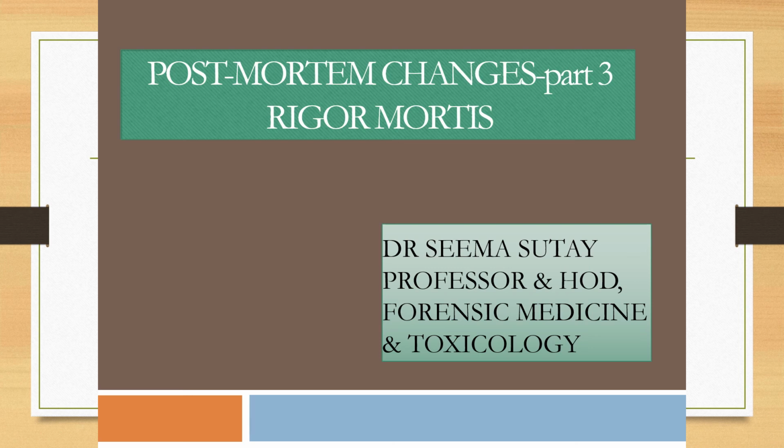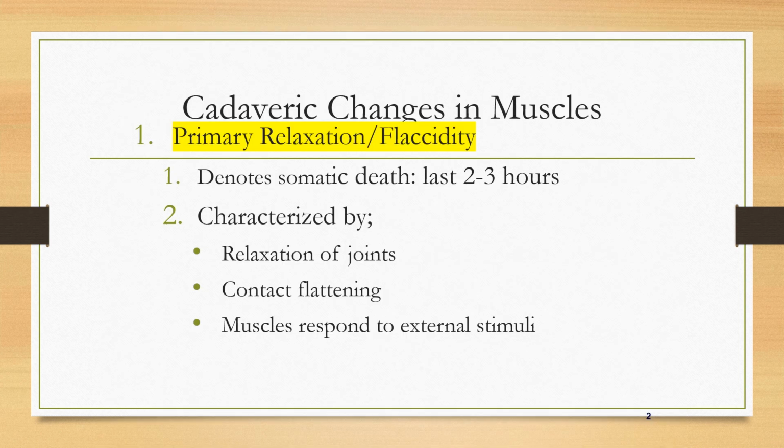Last time we had discussed early changes in skin and eyes, and then in part 2 we discussed postmortem cooling and postmortem lividity. Today we will be seeing rigor mortis, categorized under muscular changes in the cadaver. First, we can see primary relaxation or flaccidity.